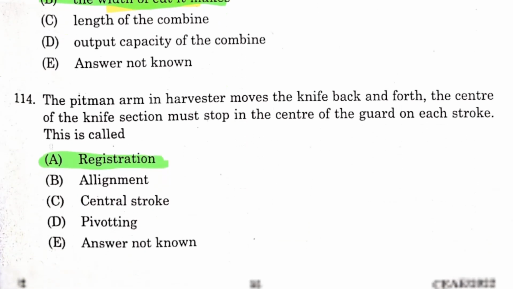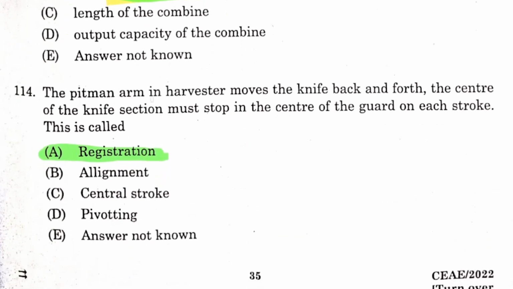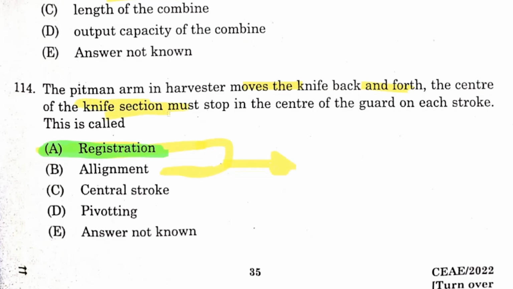Next one is question number 114. The pitman arm in a harvester moves the knife back and forth. The center of the knife section must stop in the center of the guard on each stroke. That is called registration. Registration and alignment are two adjustments which are done in the knife.